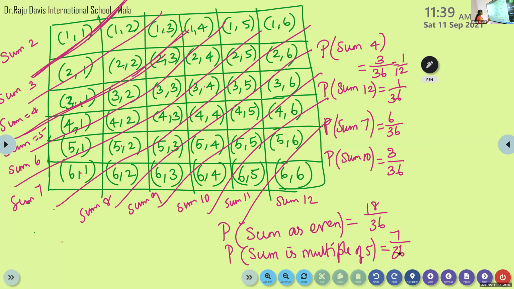Now look at the next one. Probability of getting sum is 6 or 7. So sum 6 is also allowed. Sum 7 is also allowed. That means both the cases we can count and write. Sum is 6 or 7. 6 is also allowed. 7 is also allowed.